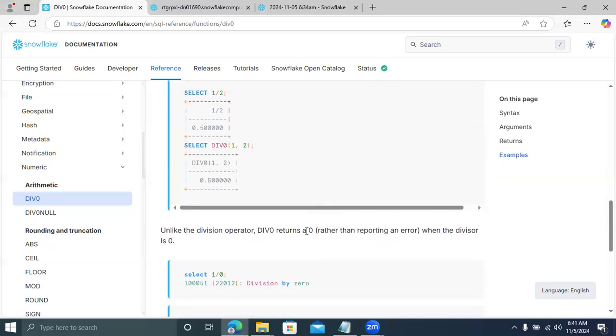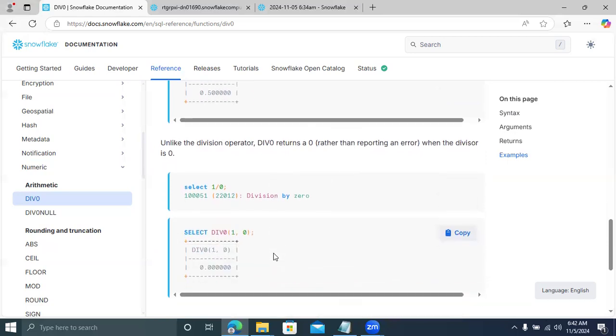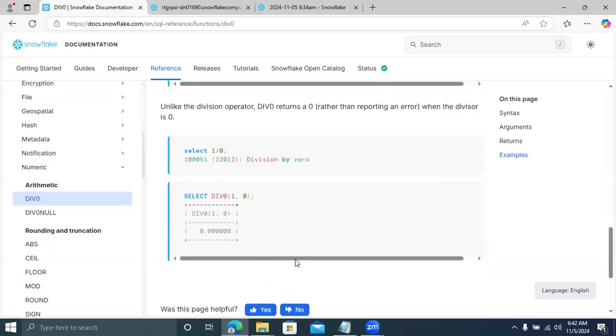Now, if you see here, the dividend is 1 and the divisor is 0. What value will it return? Division by 0 is normally an error, but actually it won't throw any error. It will return only 0. You can see here, the dividend is 1, the divisor is 0, and it's giving 0. This is how you can perform div0.